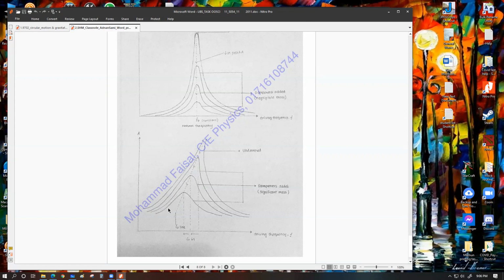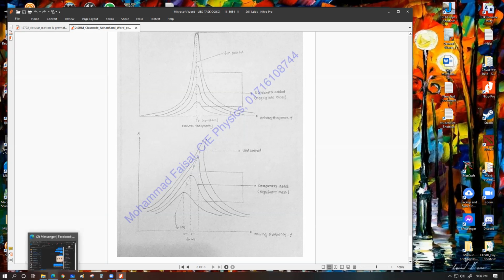So your amplitude for that same external or driving frequency will definitely be lower. So none of these graphs can actually cross each other. All of these in-between graphs will definitely be lower with a more powerful or more effective damping mechanism. So this is the very basic idea for these graphs.